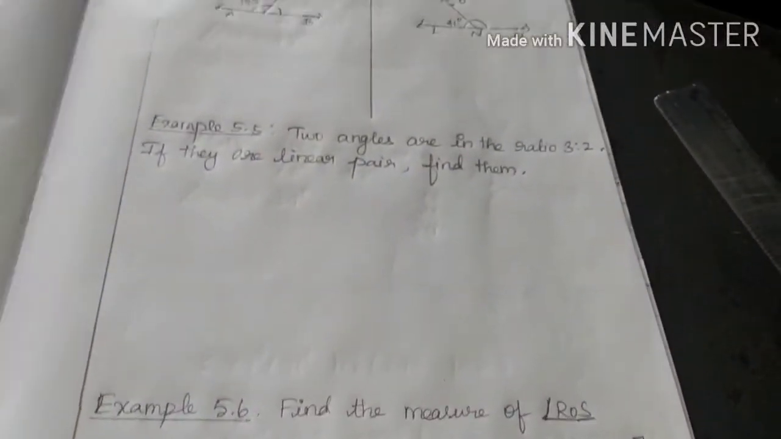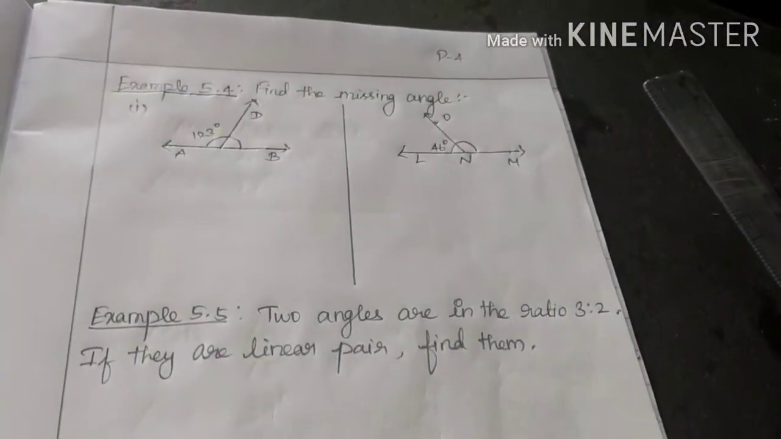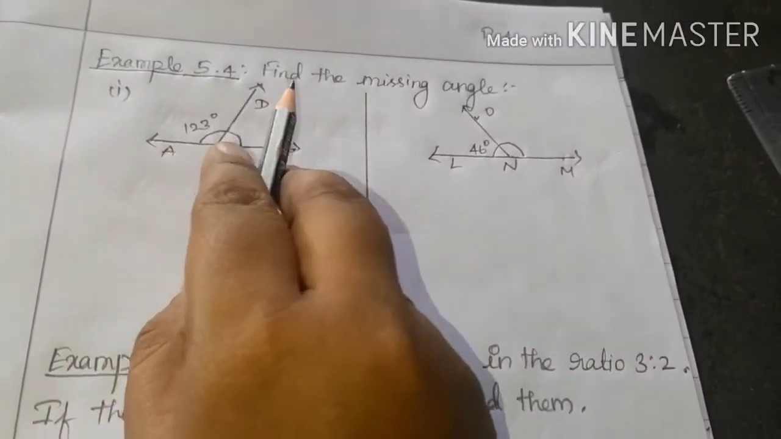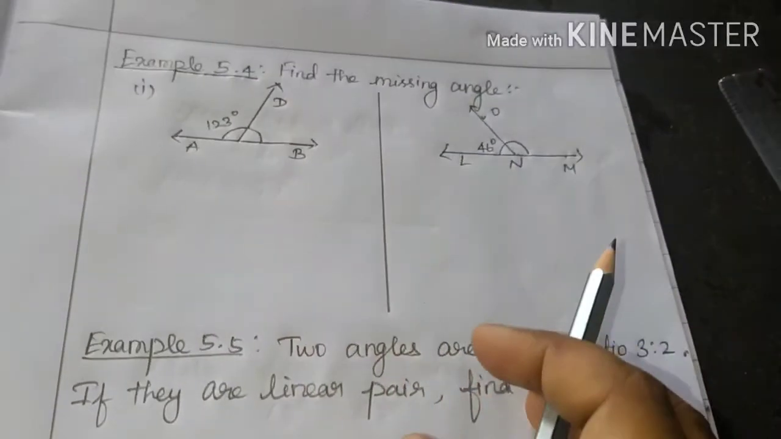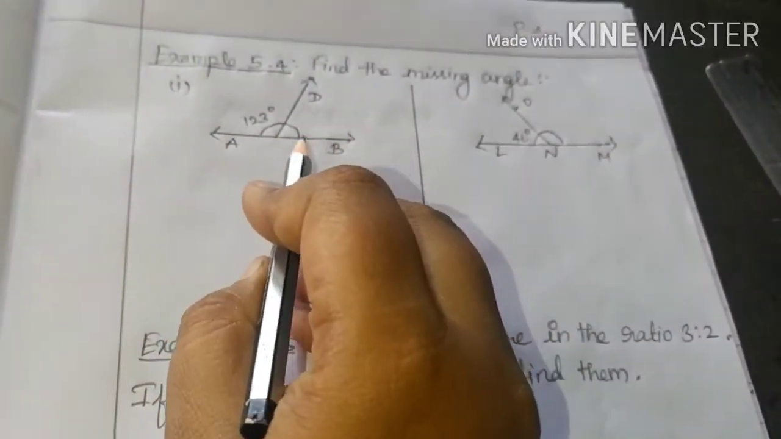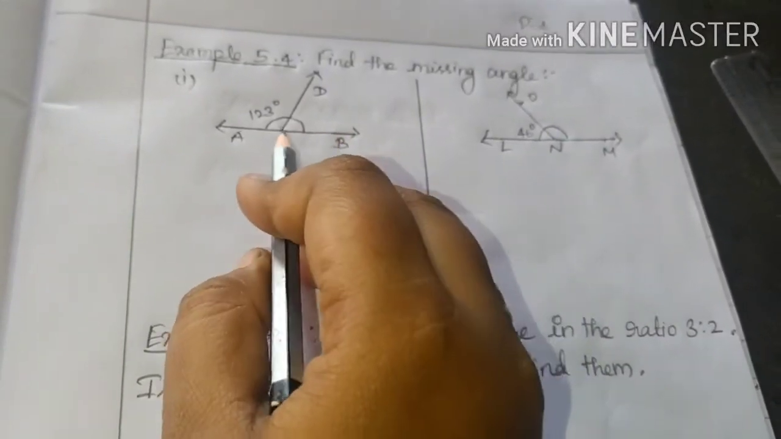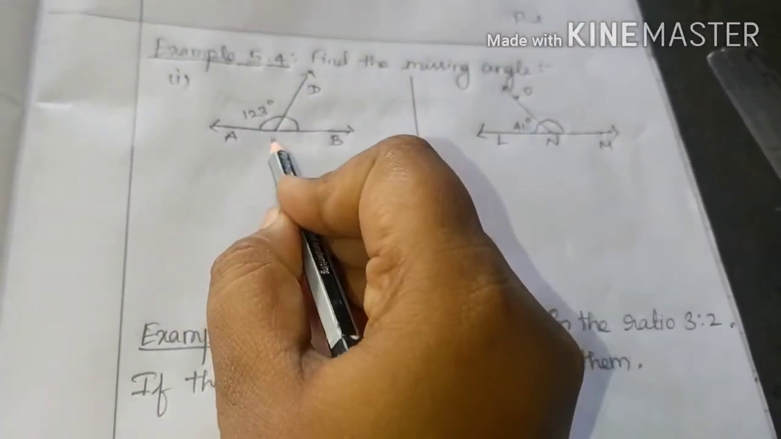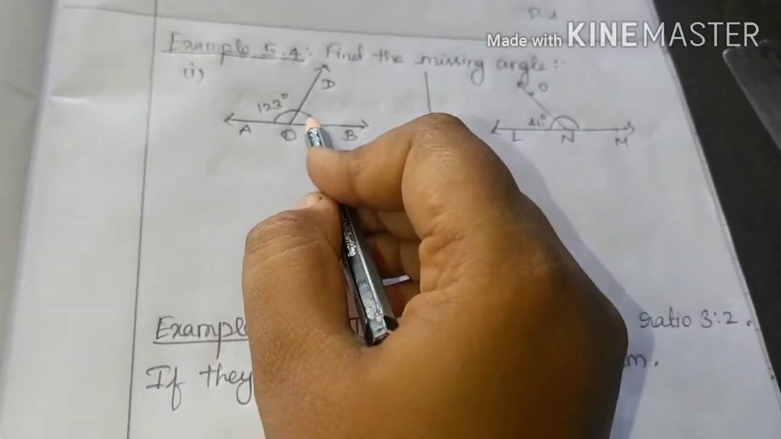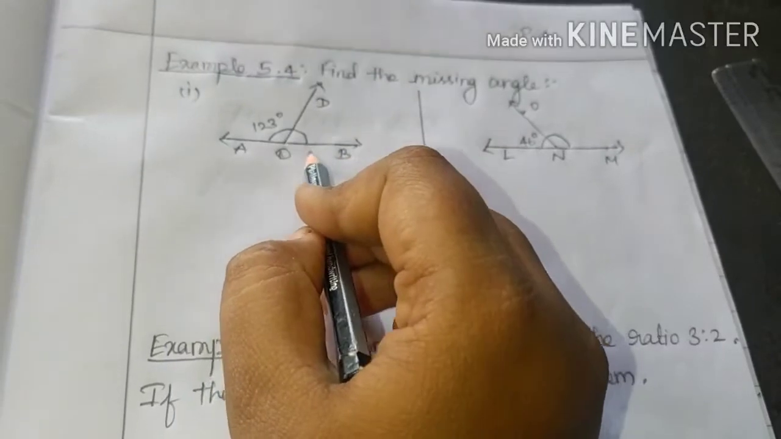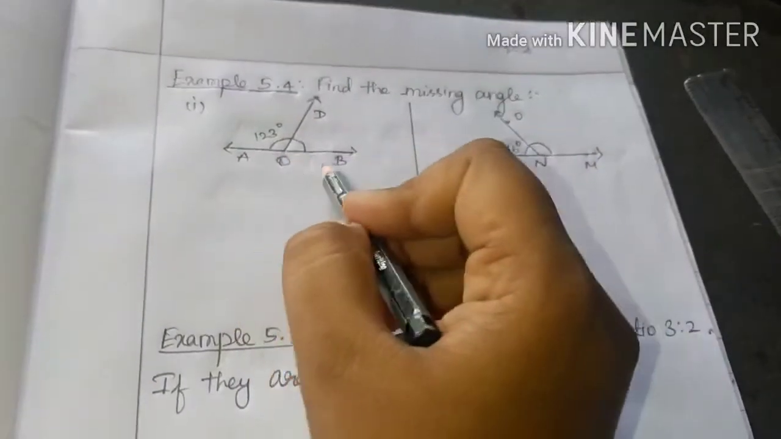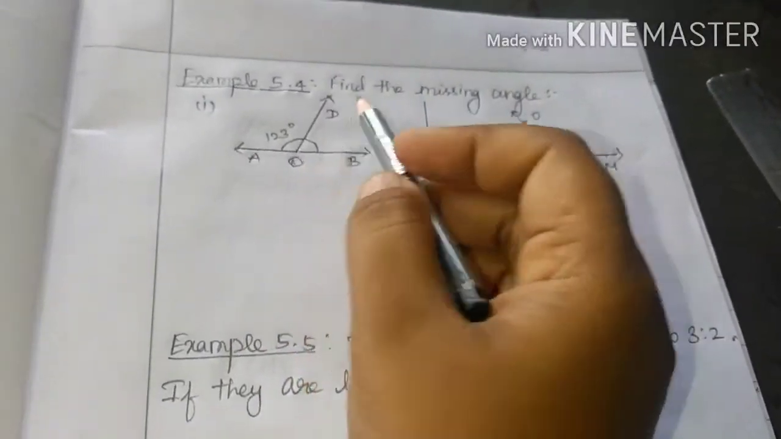Next, I am writing everything on the right hand side of the note. You also maintain the same. Okay, so example number 5.4, find the missing angle. The missing angle we have to find. I will take this point as O. BOD is missing. They have given AOB and AOD. BOD we have to find.